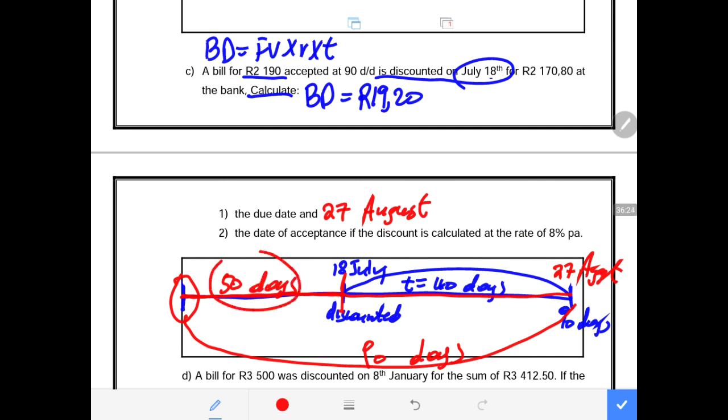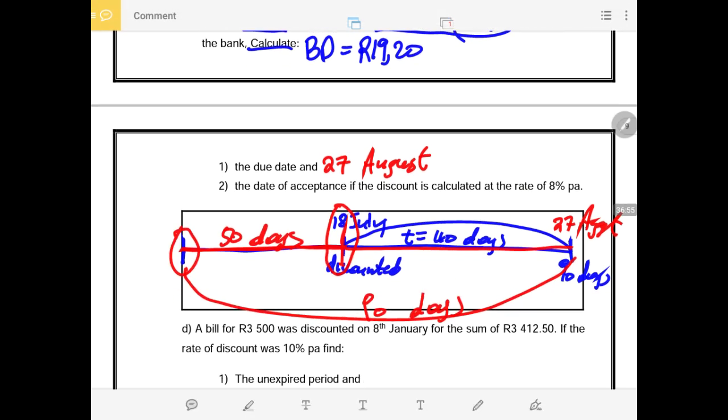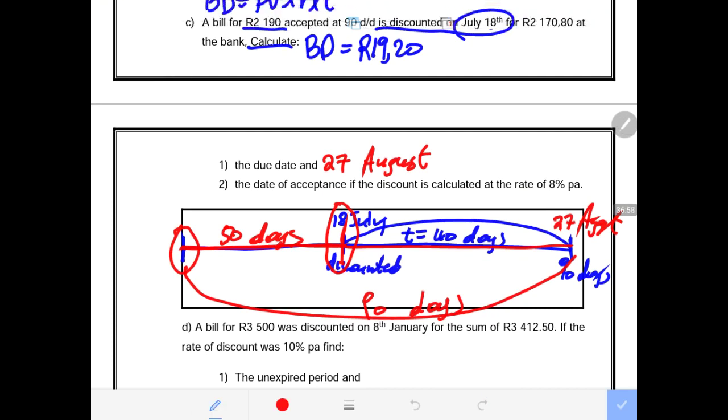So when you say 50 plus 40 days, we get to a total of 90 days, which is the period in which this bill was accepted, 90 DD. That means we need to go back and calculate 50 days in order to get to the date on which this bill was accepted. So now we are moving from the 18th, including the 18th, going backwards to calculate 50 days. And this is very awkward, to be honest. It might sound easy, but it's not so easy.